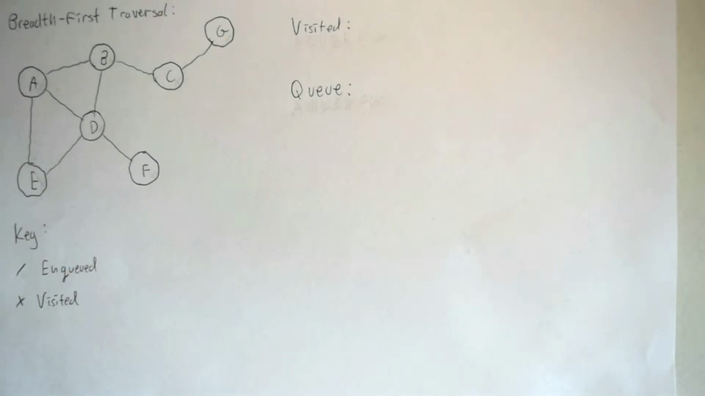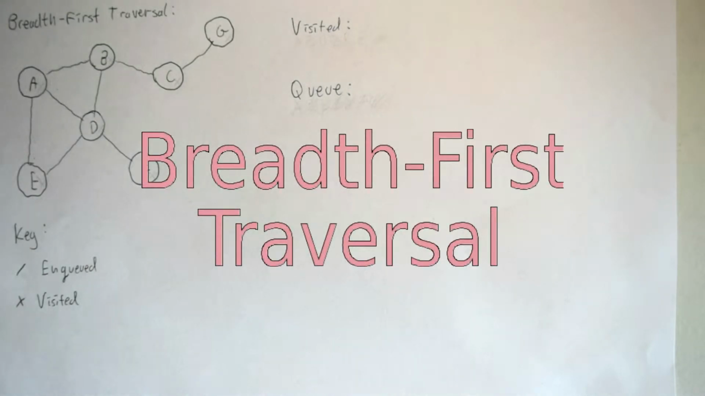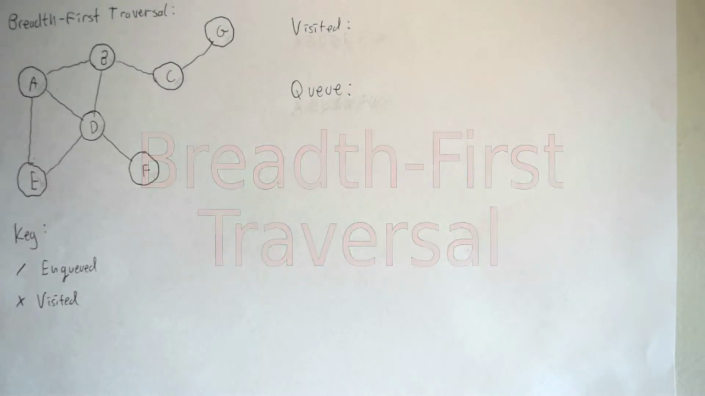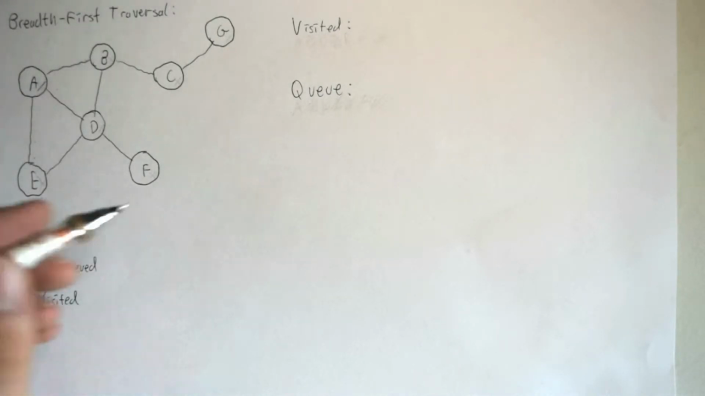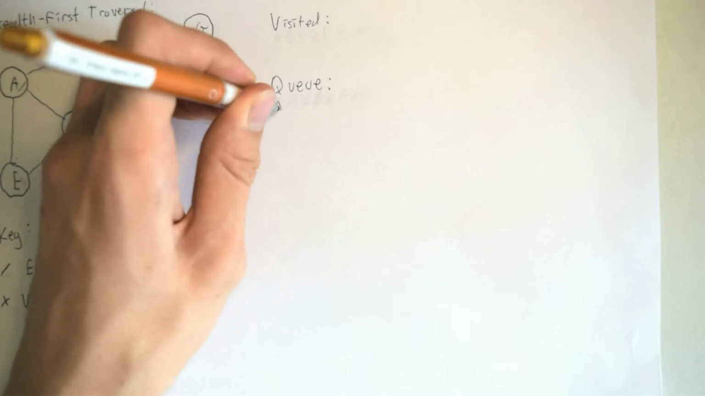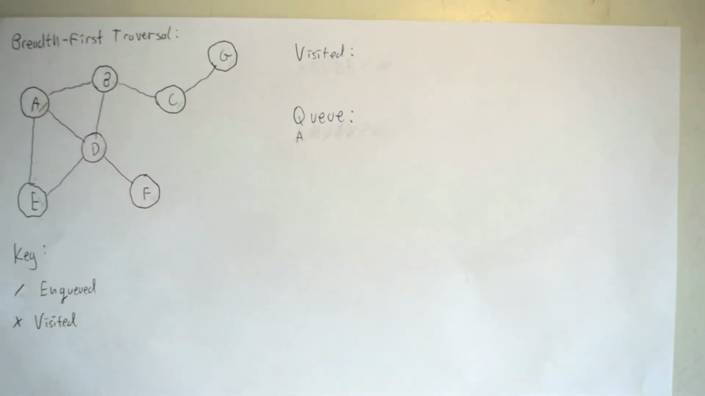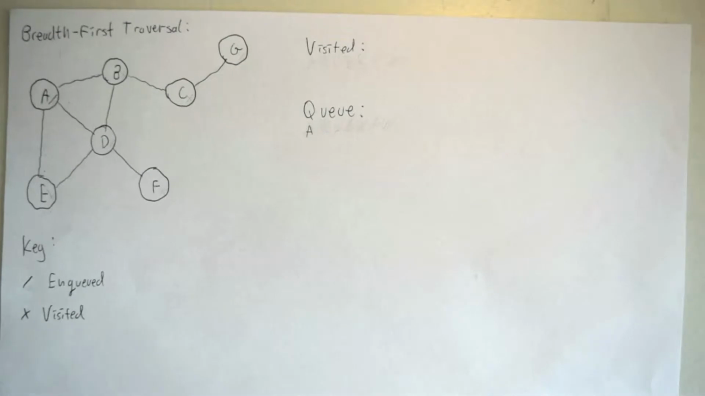Hello everyone. In this revision tutorial I am going to explain to you the breadth first graph traversal algorithm. So to begin you need to pick any node which you're going to start off with, in this case A, and then what you want to do is add it to the queue. So we're going to mark it as enqueued with a slash, and then we are going to write it in the queue. And now we are going to stick to the following procedure for the remainder of the time.